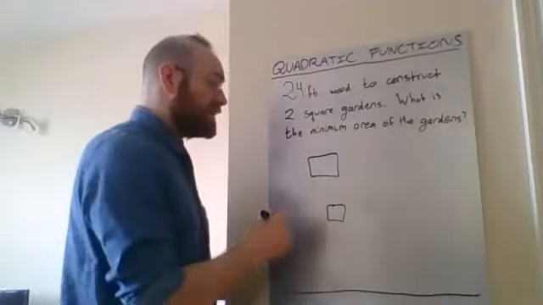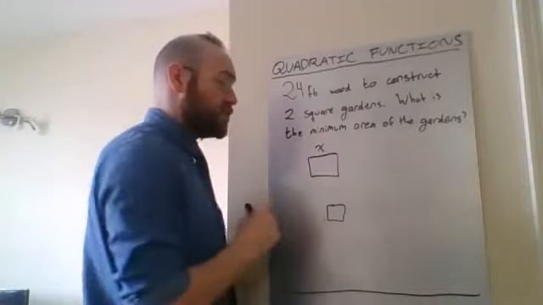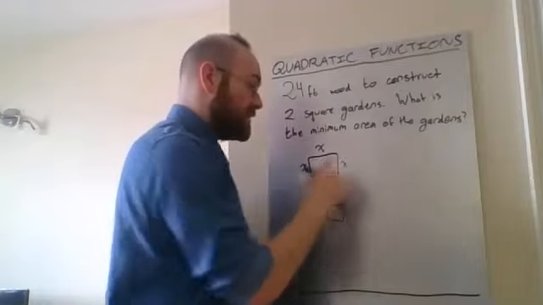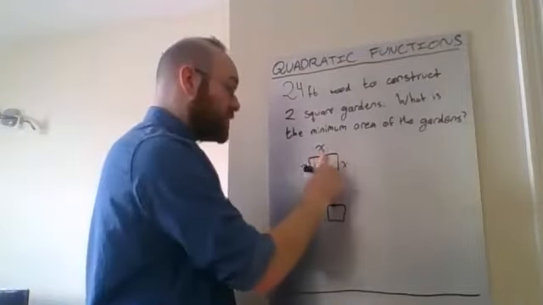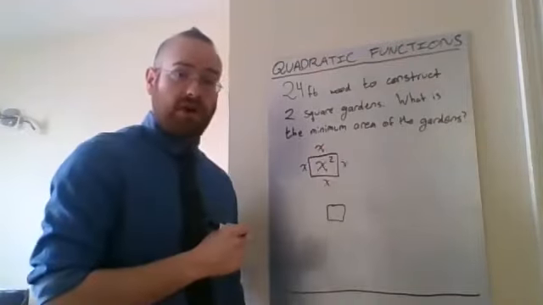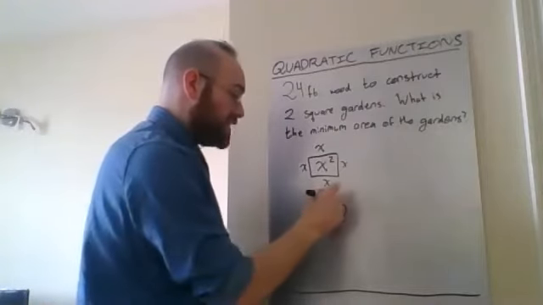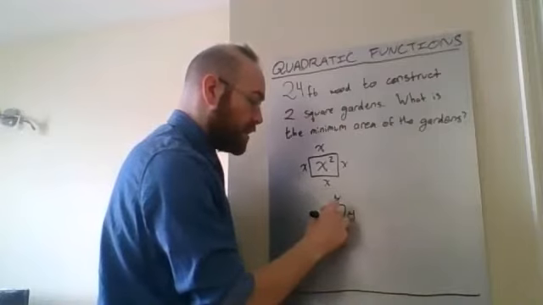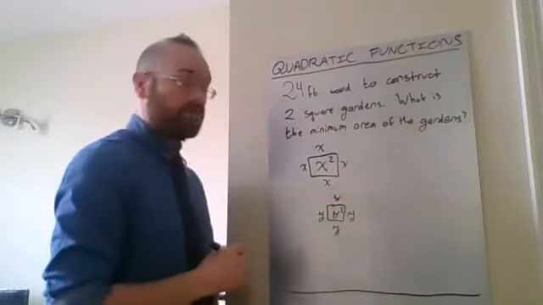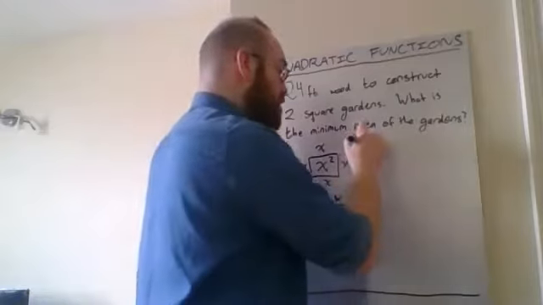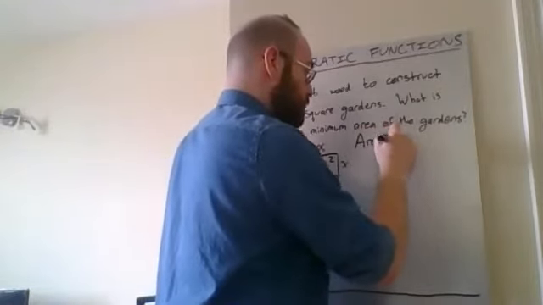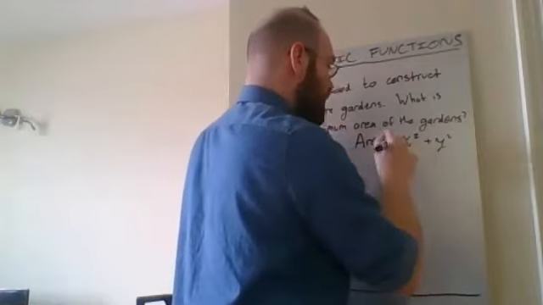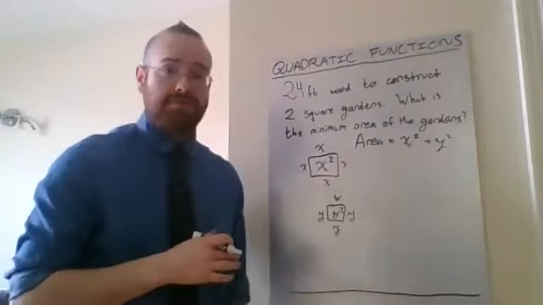So let's call the side lengths of our first square x. Now, because it's a square, we know every side has side length x, and the area of the square is x squared. Then let's call the other side length y, so our area is y squared. So we know area is x squared plus y squared. And this is the equation we want to minimize.